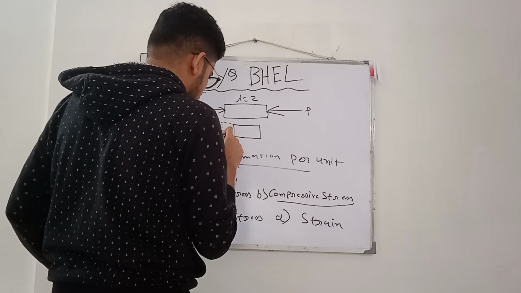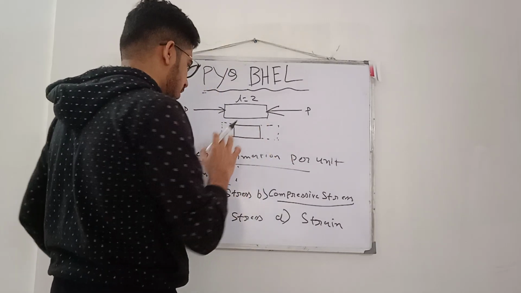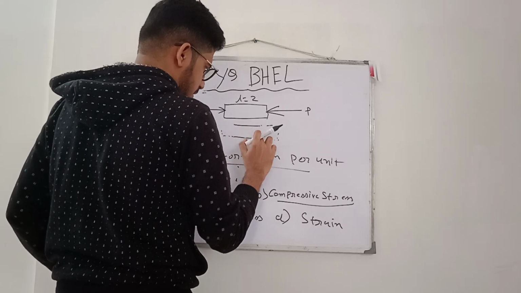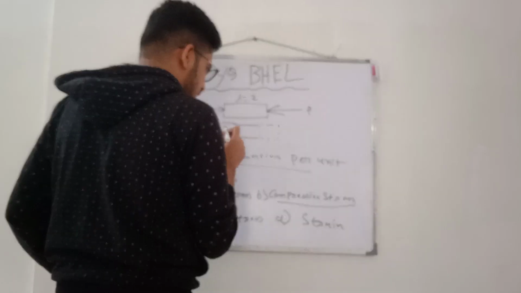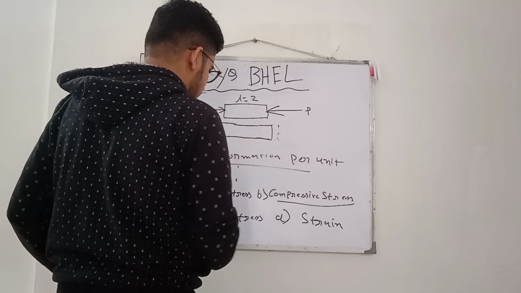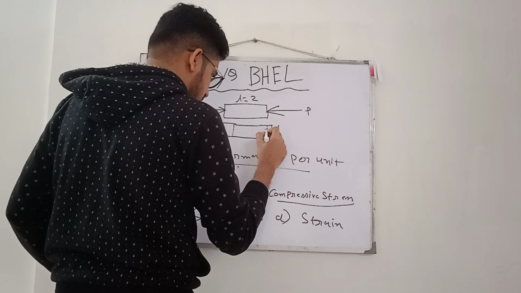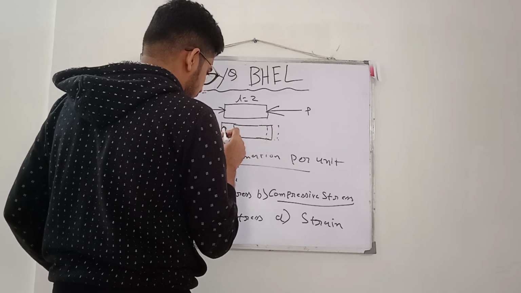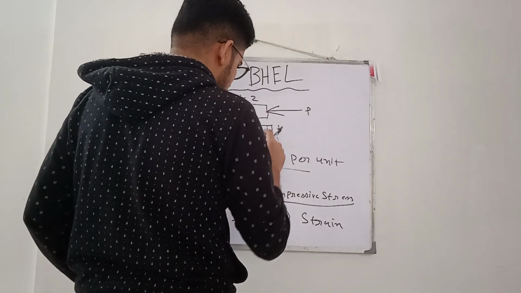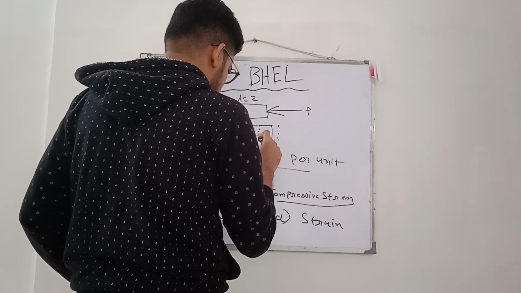Suppose this is its original length, like this. And after giving this force, this material becomes this. This is its change in length, which means the length that changed due to some force.